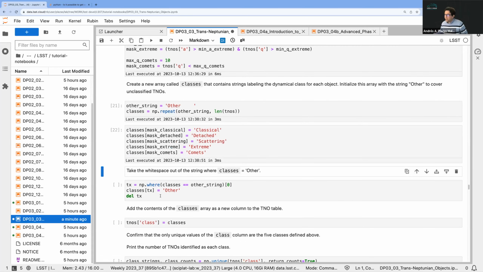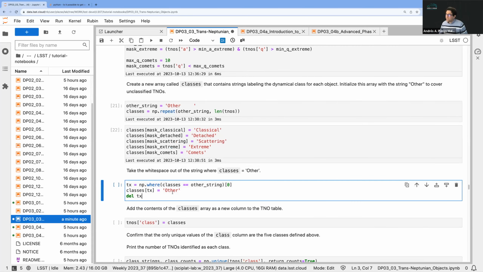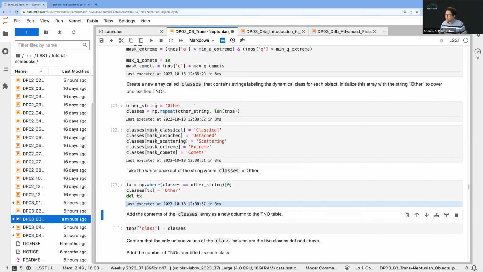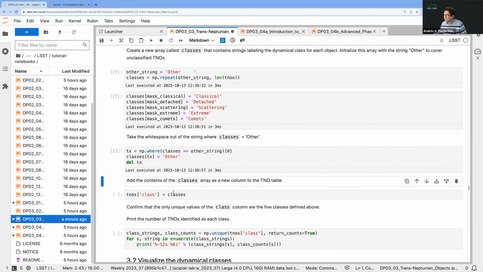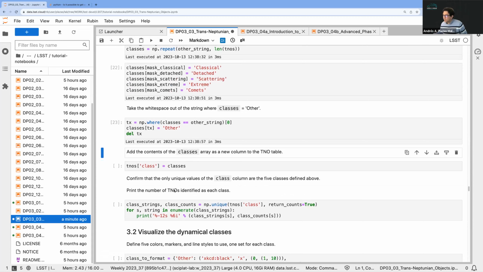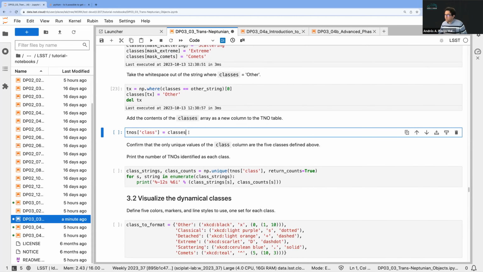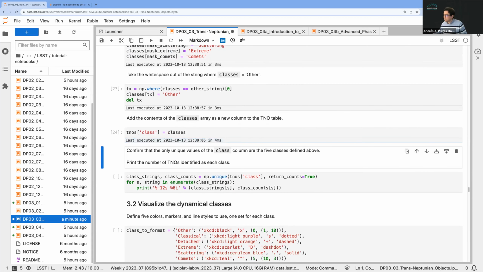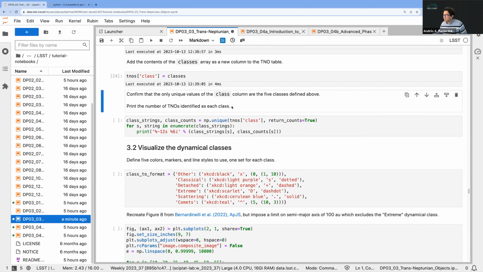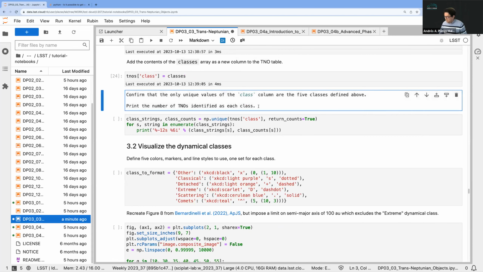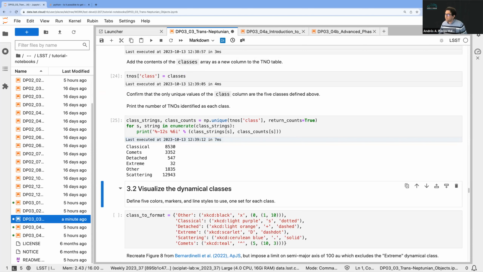Okay, so here we're actually defining the classes in the table, and defining this extra column, class. And then we're defining the unique value of each class here. Here we're confirming the number of objects that we have within the different classes.